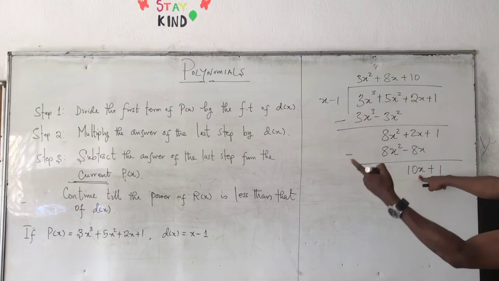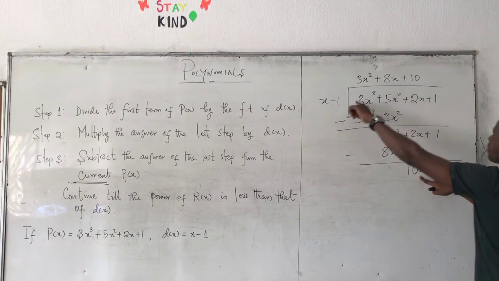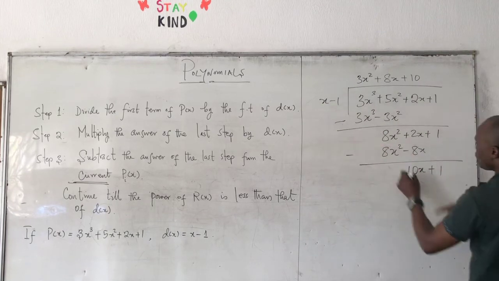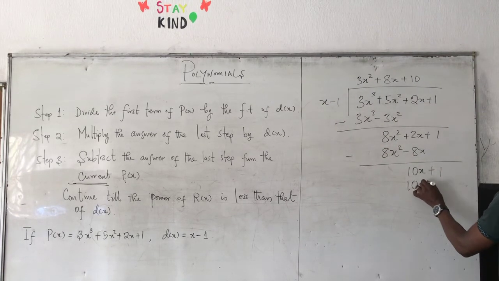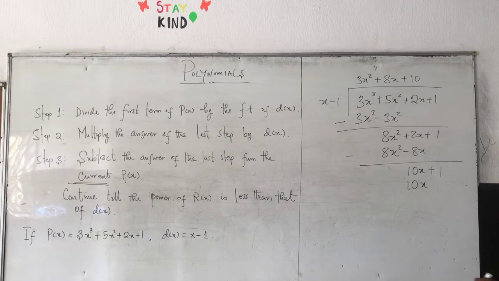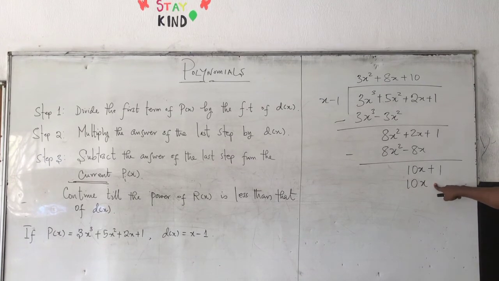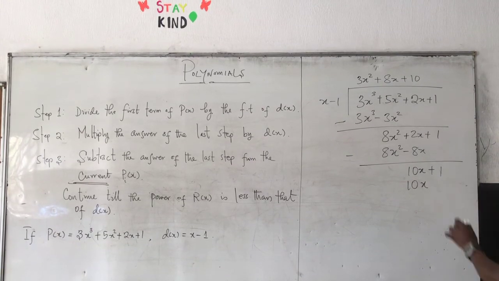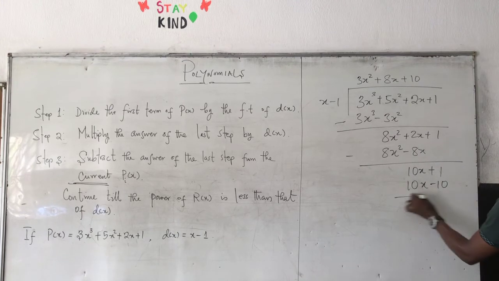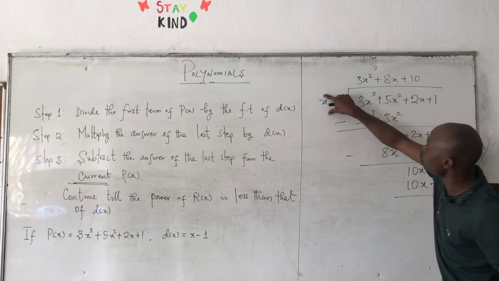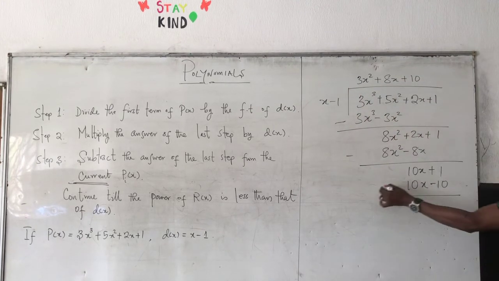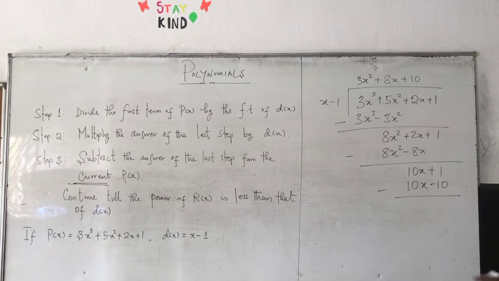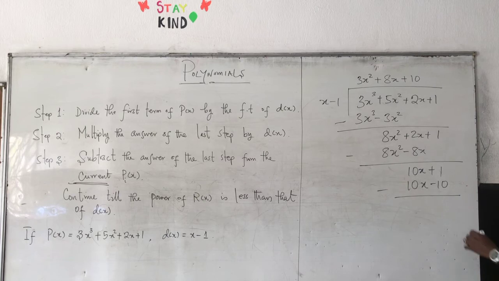Next step is to do what? Multiply. So we multiply the answer with this. So 10 times this is going to give us 10x minus 10. And we subtract again. The next step is subtract. This minus this is 0. 1 minus 10 is 1 plus 10, which is 11.